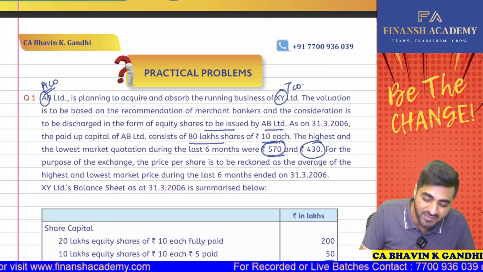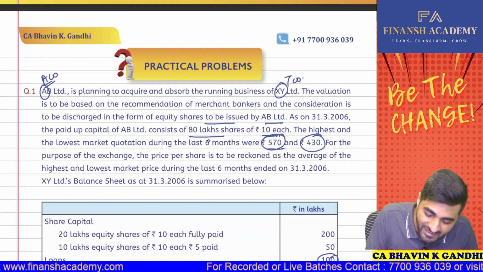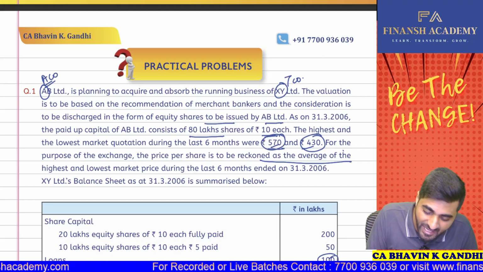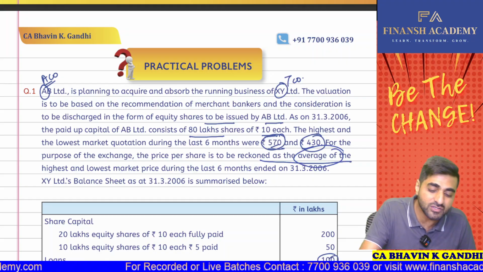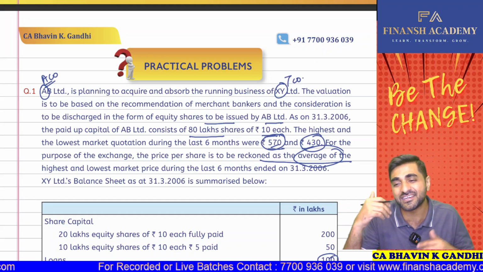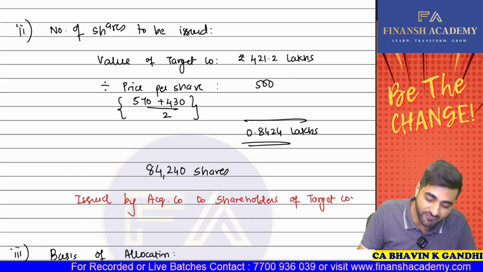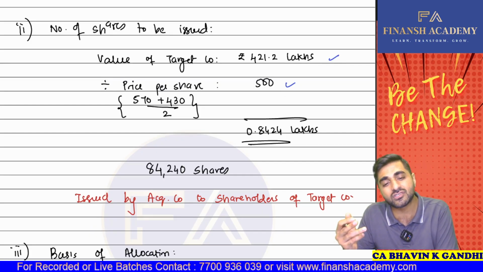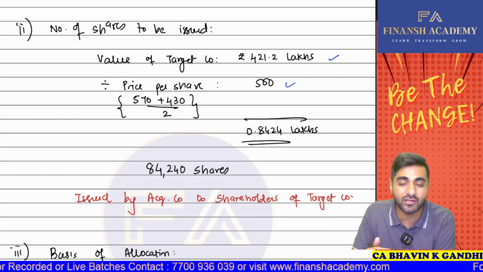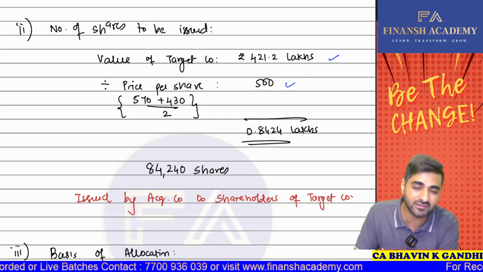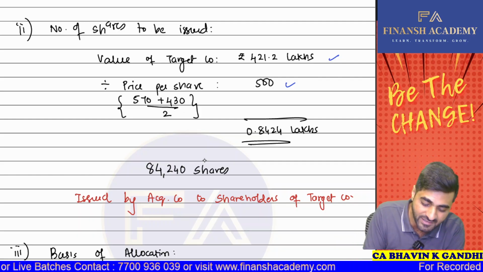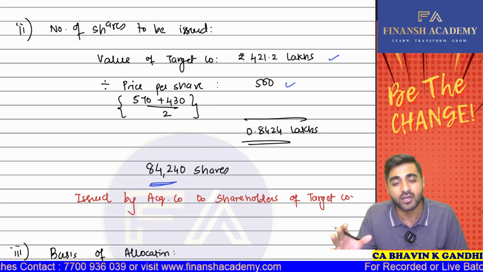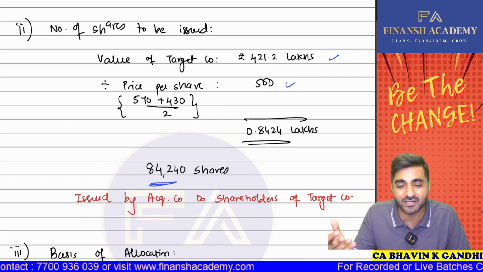So here also it is specified, my dear students, that the highest and the lowest are 570 and 430, but we have to take the average of the highest and the lowest. So 570 plus 430 divided by 2 gives an average price of rupees 500. As you can check, you will have the value of the target company, and based on this it will be 0.8424 lakhs. So 84,240 shares should be issued by the acquiring company to the shareholders of the target company.